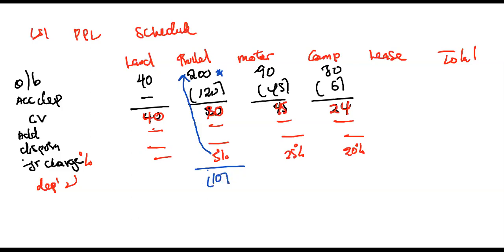Here, it is 25% also straight line. What do we do? It is going to charge on the original cost, 90 there, straight line. 25% of 90 is how much? 22.5. Boom, you have your 22.5.